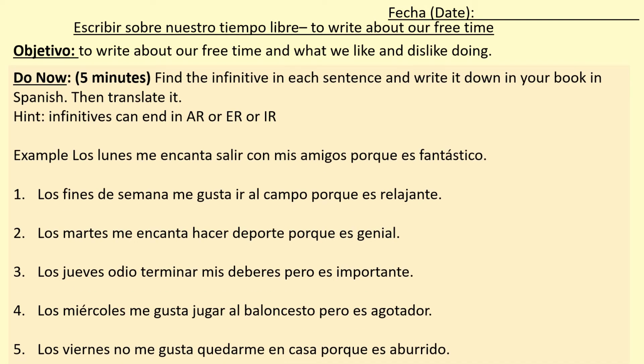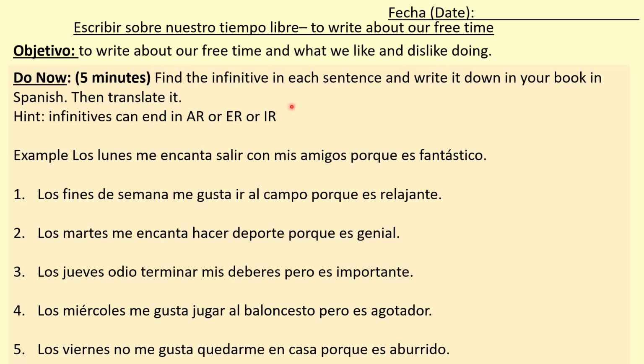Okay then, Year 7, your Do Now activity should take about 5 minutes. Don't spend any more time on this. What I want you to do is find the infinitive in each sentence. Okay, now an infinitive is a verb meaning to do something, and infinitives end in AR, ER or IR. So for each of the sentences below, I want you to find the infinitive in each sentence. I want you to write down that infinitive ending AR, ER or IR, and then I want you to translate it into English. So you're writing 2 things down for each one.